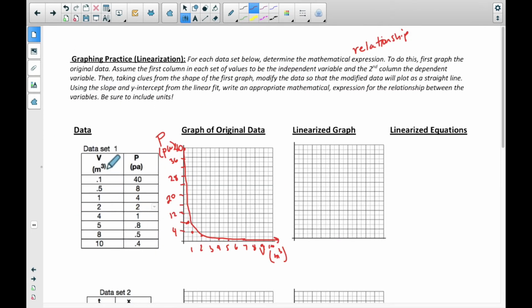If that is 1 over x, remember this is my x column, what I need to do is make another column and call this column 1 over V. And there are a couple ways you can do it. You can just do it one by one, like in your calculator, each problem. I'm going to show you on your graphing calculator a way that might save you some time.